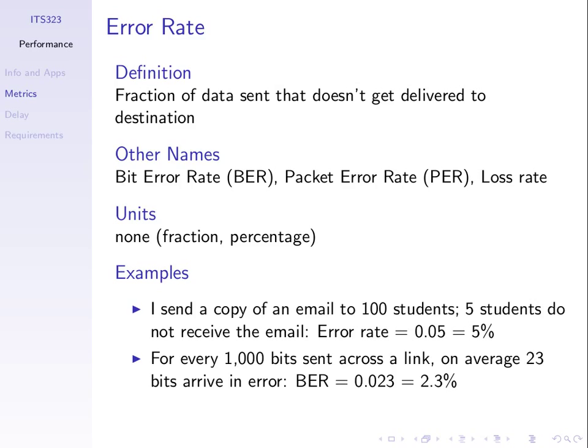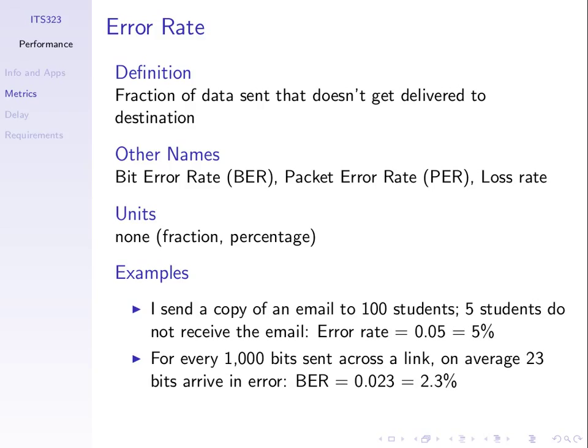Sometimes it's the bit error rate. I send 1,000 bits across a link. On average, 23 bits arrive, but they're in error. What does it mean if a bit is in error? I transmit a bit one, it arrives at the destination as a bit zero. That's a bit error. When I transmit a bit one, when it arrives at the destination it should be interpreted as a one. That's successful delivery. If it arrives as the opposite bit, then it's an error.